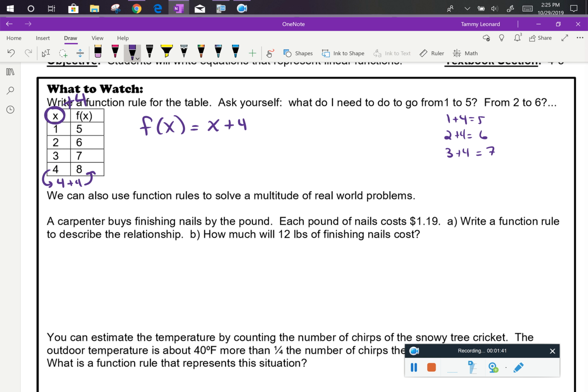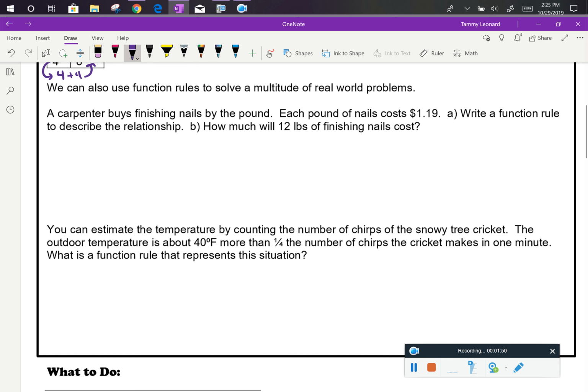Now, we can also write function rules from a scenario, a situation, instead of writing them from a list of possible values. So we're going to look at a couple of those together. Our first problem says, a carpenter buys finishing nails by the pound. Each pound of nails costs $1.19. Write a function rule to describe the relationship.